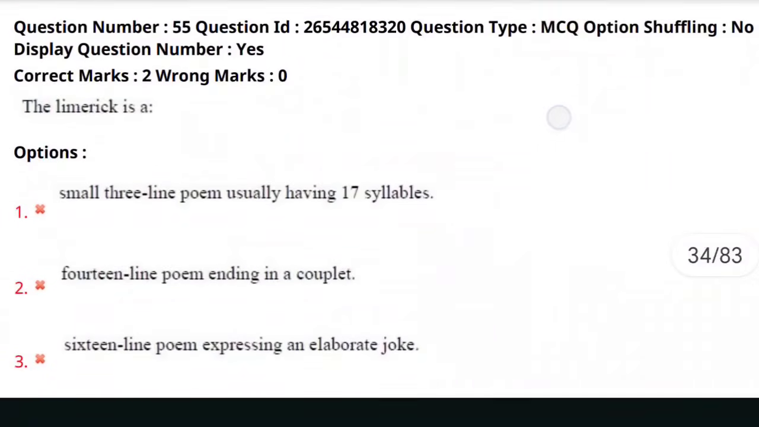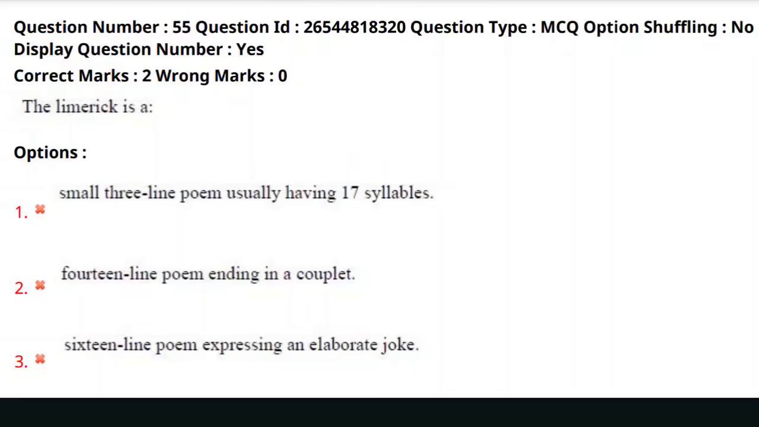In the next question, here they are going to ask about the form or type of poetry, that is limerick. Here they are asking us the characteristics of limerick. And the first option here is small 3-line poem usually having 17 syllables. And no, limerick is a 5-line poem. Here they mentioned it as 3-line, which is incorrect.